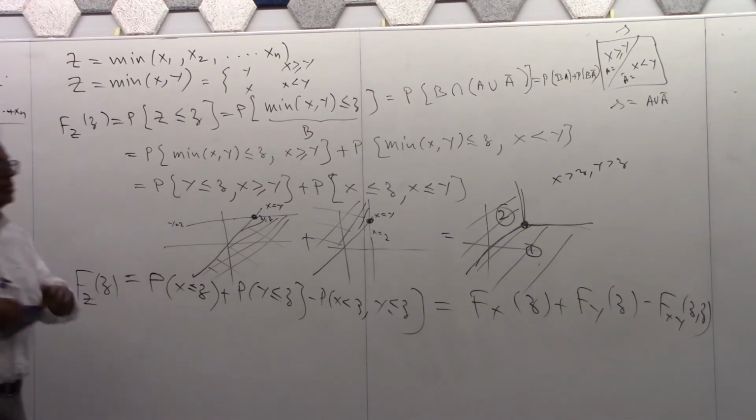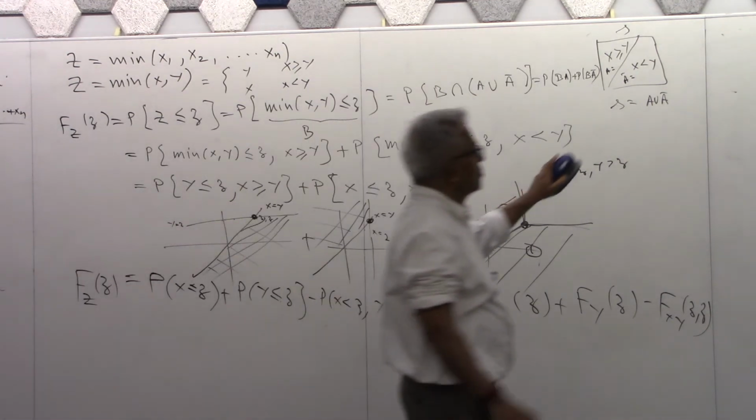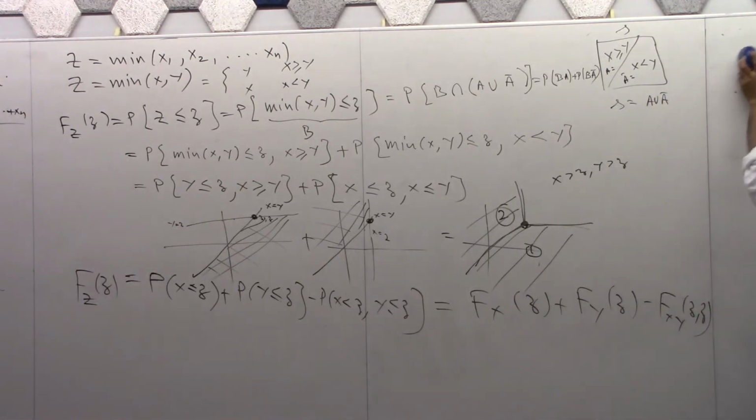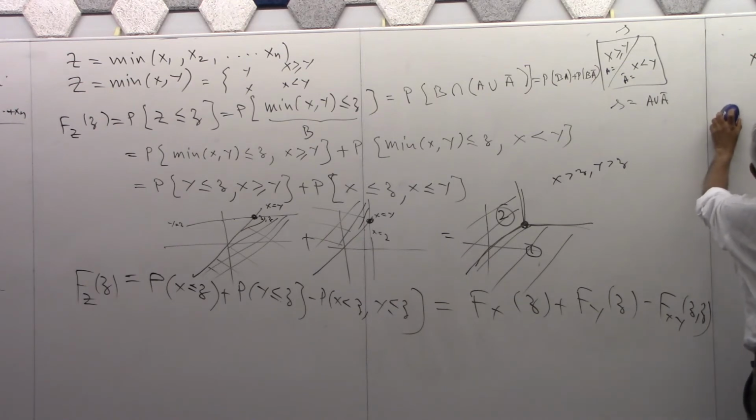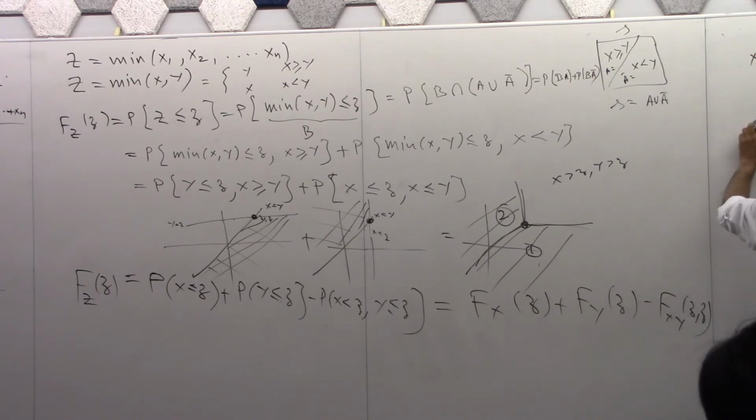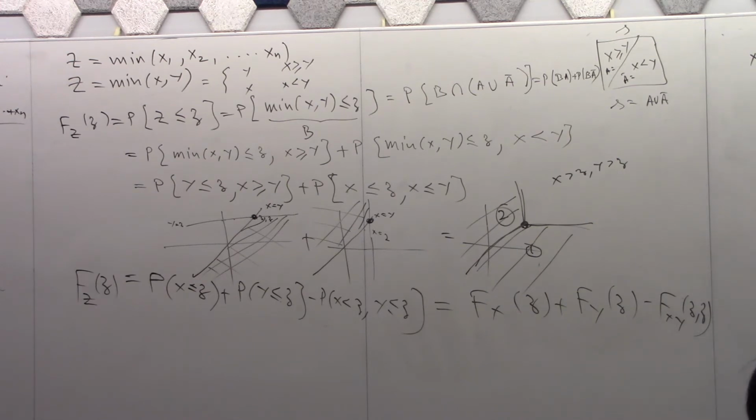So let me do this for X and Y exponential. X is exponential with parameter lambda. Y is also exponential with parameter lambda. X and Y independent.